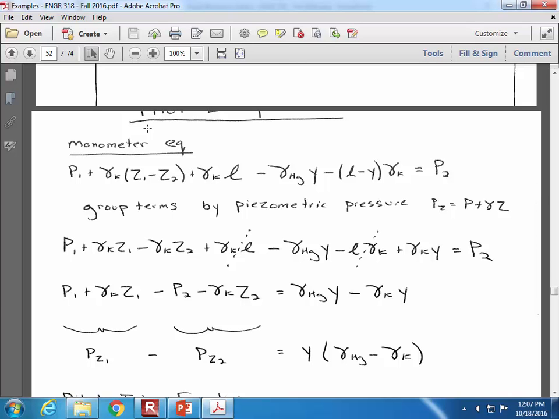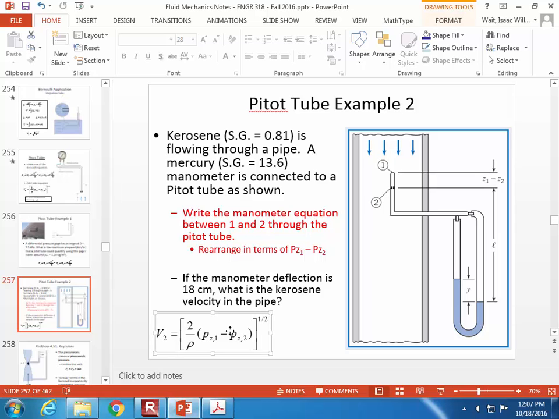So all that's on the left, and then what's on the right will be the gamma mercury times Y, which I moved over to the right, and then the gamma kerosene and Y, which is moved over to the right as well. Since they both have a common Y, I end up with Y times gamma mercury minus gamma kerosene on the right. And the whole point of coming up with this expression on the right is that then that's what we can drop into the Bernoulli equation, this one.